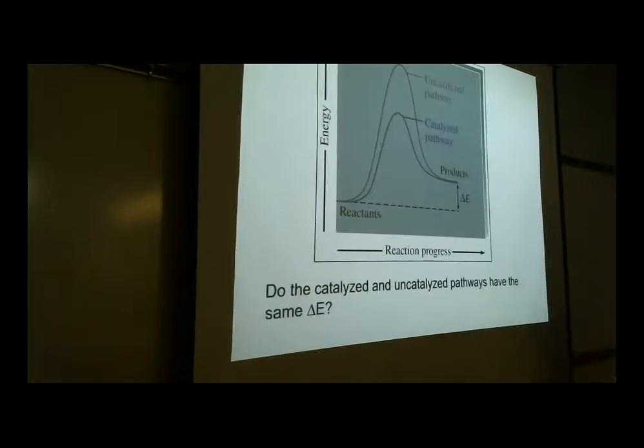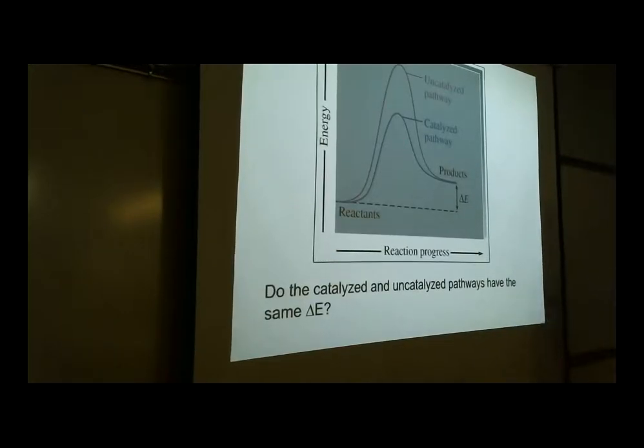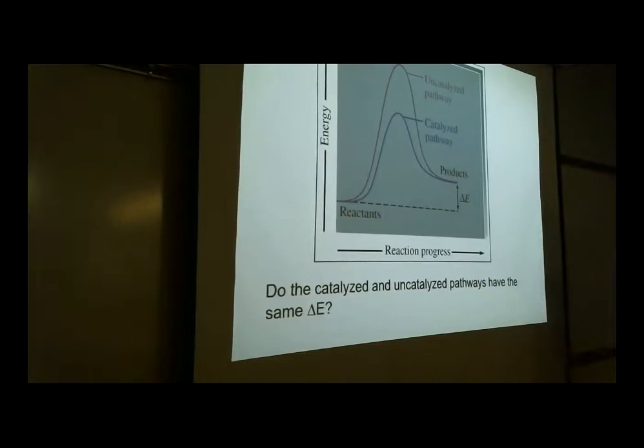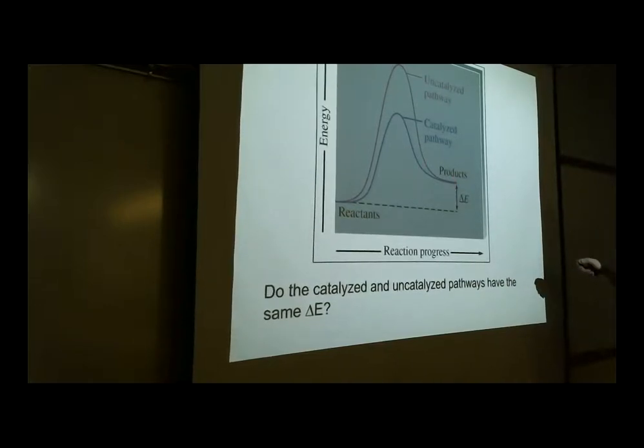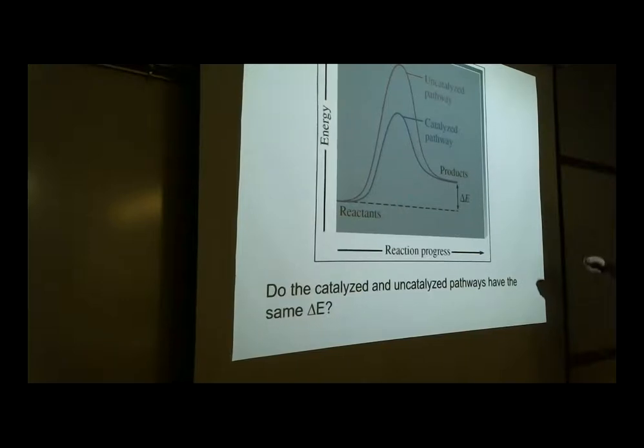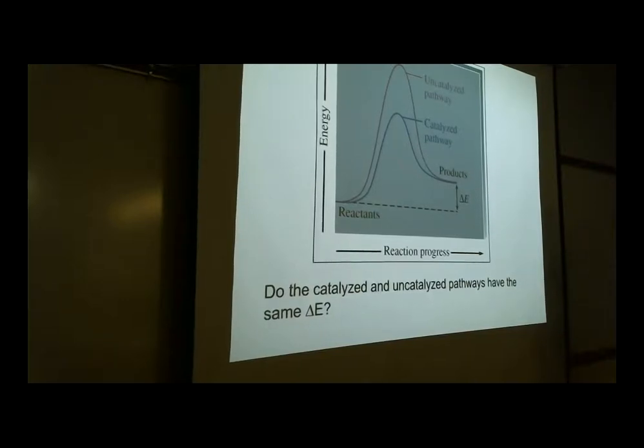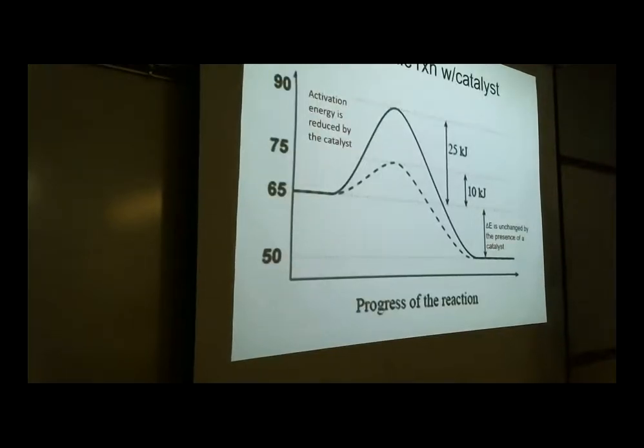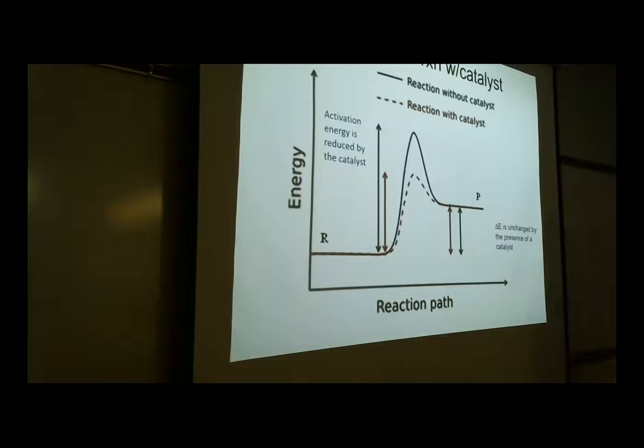So here are some data, right? There's a catalyzed pathway versus an uncatalyzed pathway. Notice delta E is still the same. What's different is the activation energy here, okay? So here's an exothermic reaction with a catalyst. Again, delta E doesn't change. Activation energy is what's changing. And here's an endothermic reaction with a catalyst. Again, delta E doesn't change. It's the activation energy that's changing.